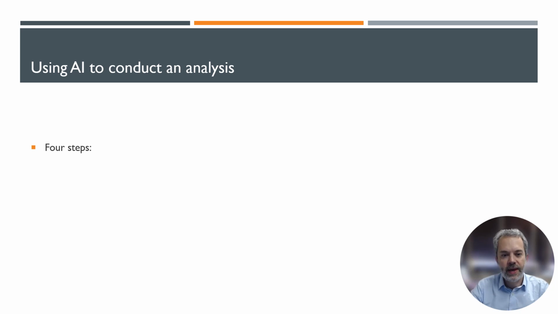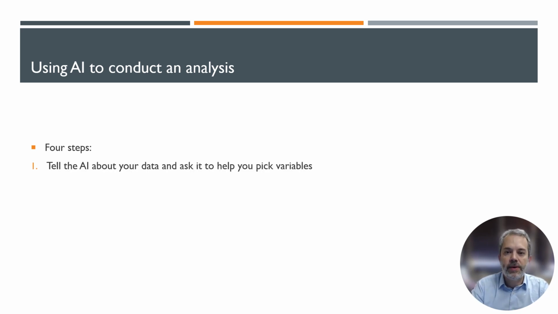I think of using AI in 4 steps. First, you need to tell the AI about your data. What variables are included? What do they mean? Sometimes this can be easier to do than other times. I have found that data distributors usually provide some information that assigns human-readable variable labels to those variables, and I'll copy that code and put it into the input box of the AI, and then I can ask the AI to help me pick some variables of interest.